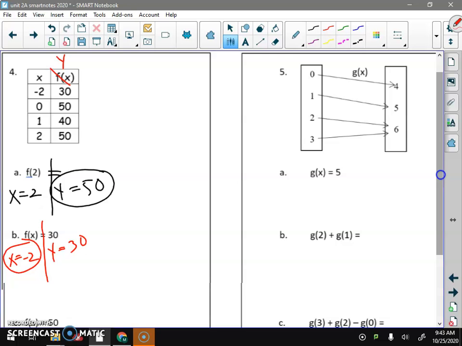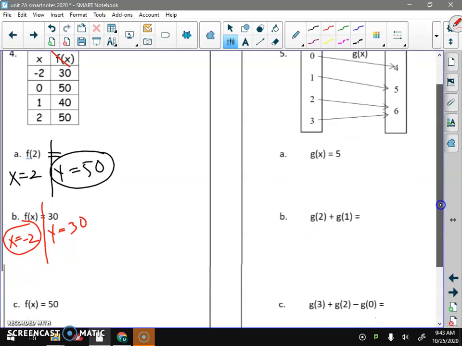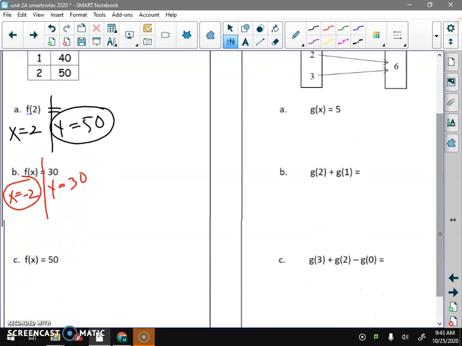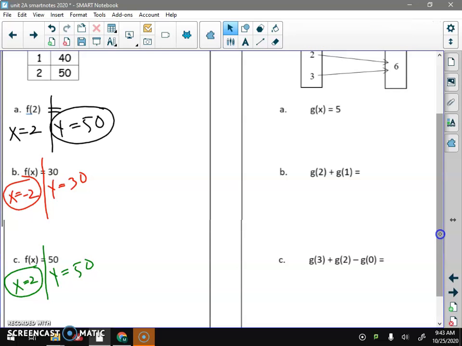And the last one of this question, f of x equals 50. I think I can squeeze it in. I'm going to do it in green. x equals y equals. 50 is on the y side. 50 is connected to 2. Alright, job well done so far.